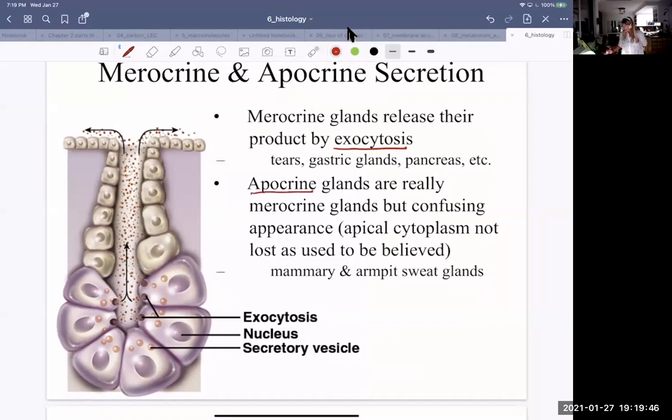Apocrine glands are like merocrine glands, but they have a little bit of a strange appearance. The cytoplasm is not lost. It used to be thought that cytoplasm is lost, but that is not the case. Mammary glands and the sweat glands in the armpits, those are considered apocrine glands.